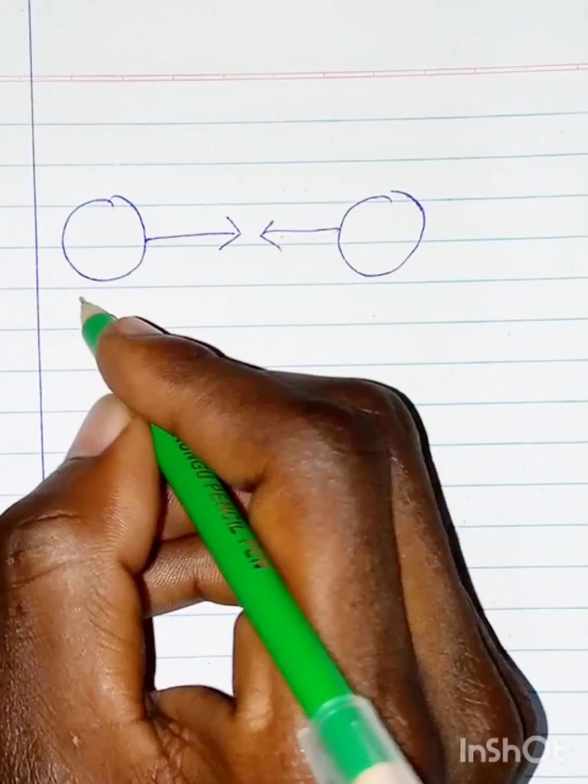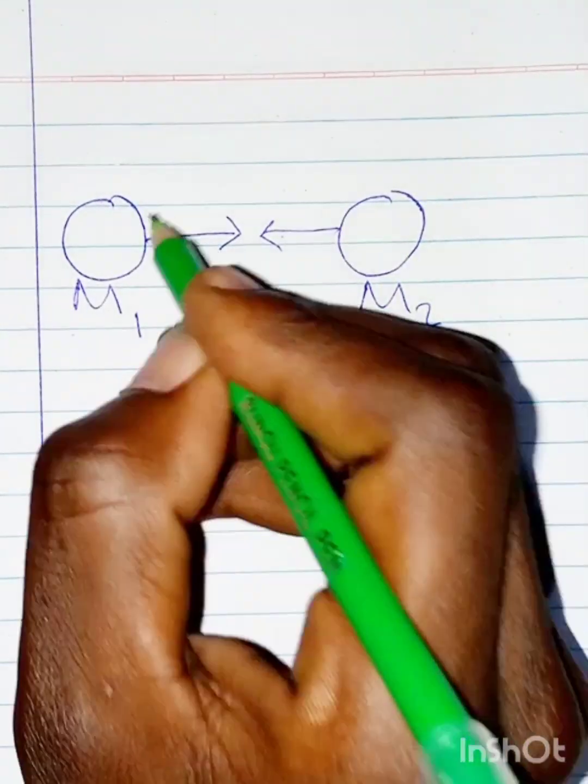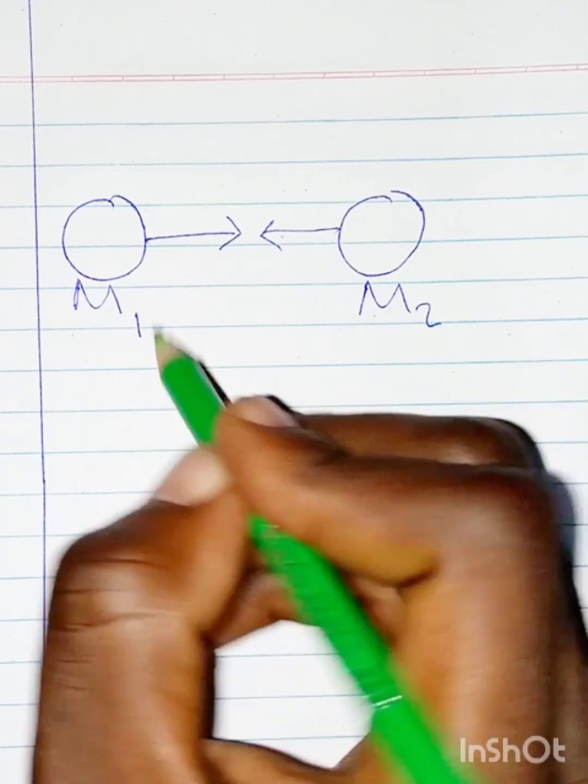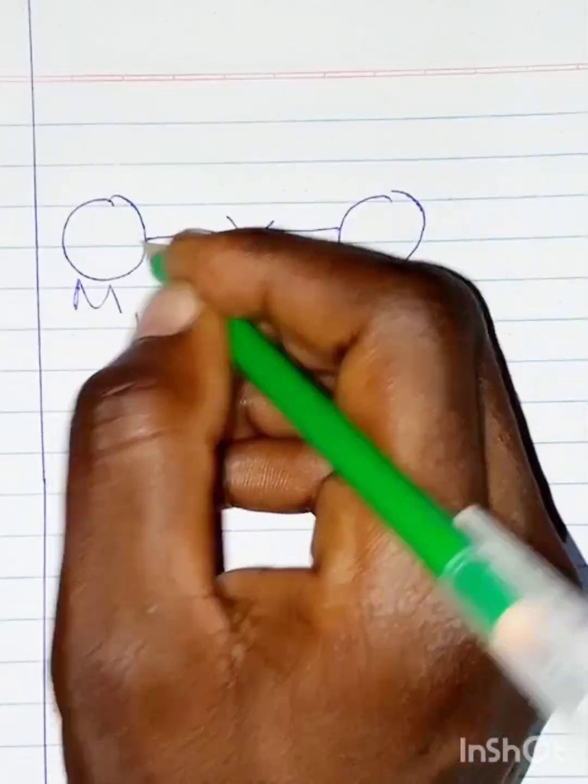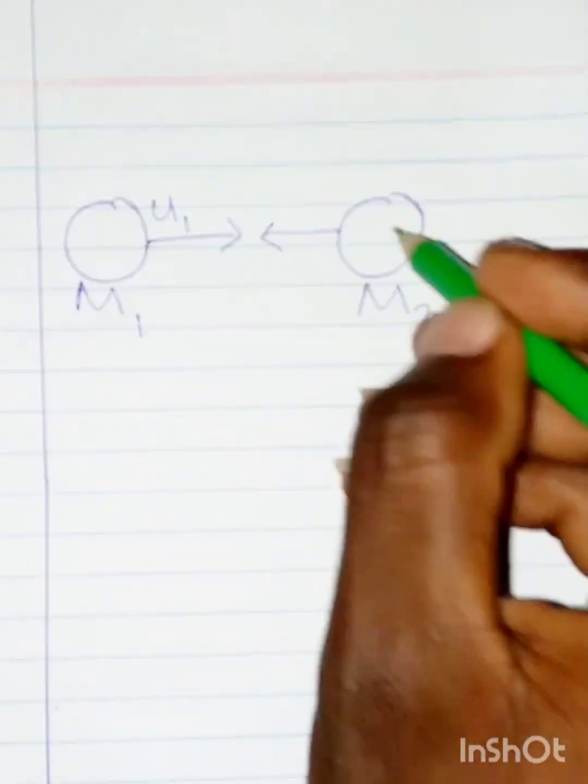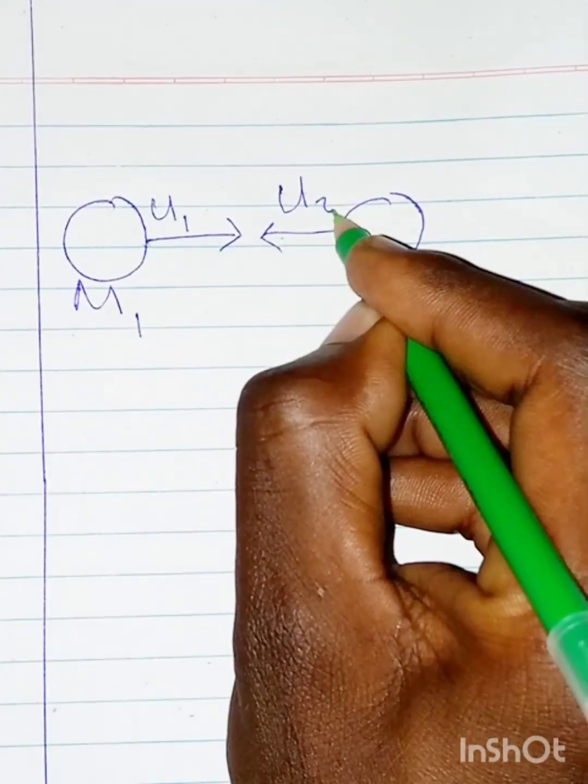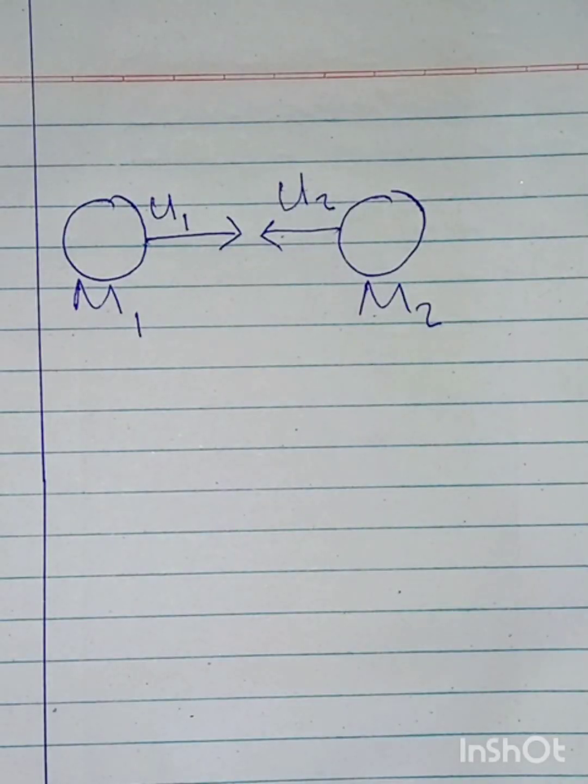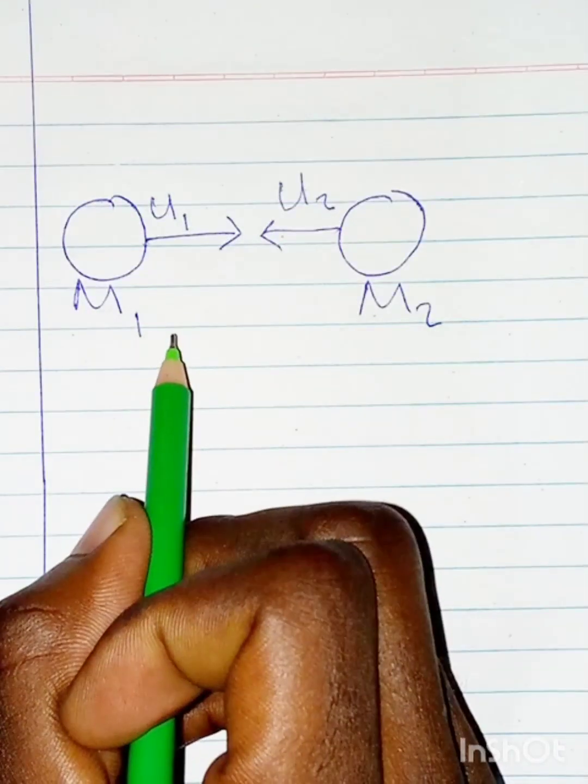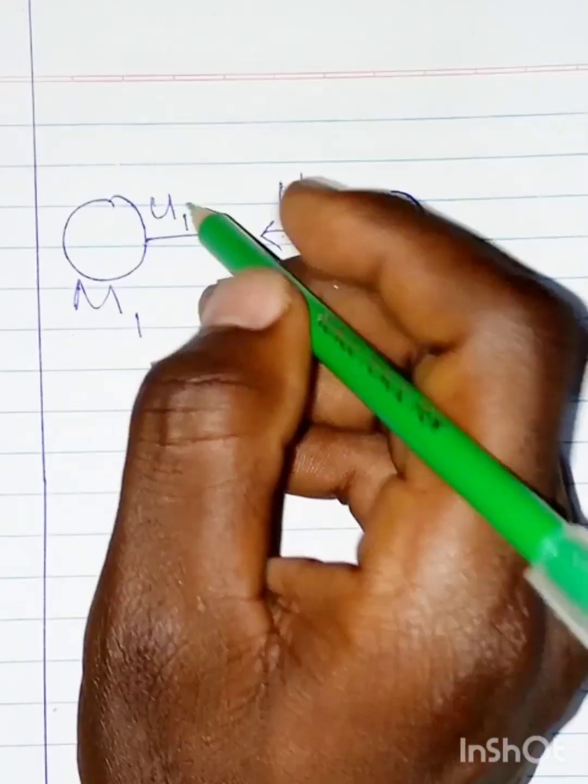Let's call this ball 1 with mass m1 and this ball 2 with mass m2. Both possess initial velocities. Let's say u1 for the initial velocity of the first ball and u2 for the initial velocity of the second ball. Now this is before the collision.